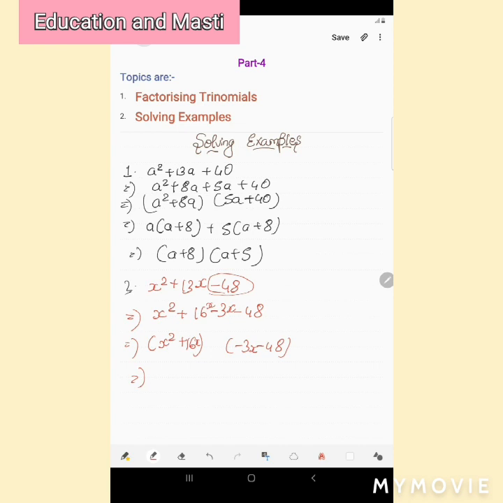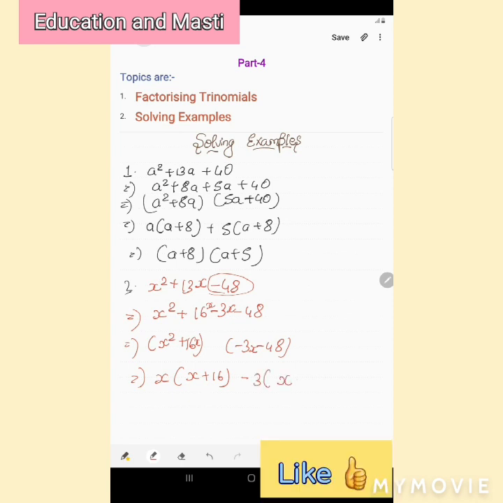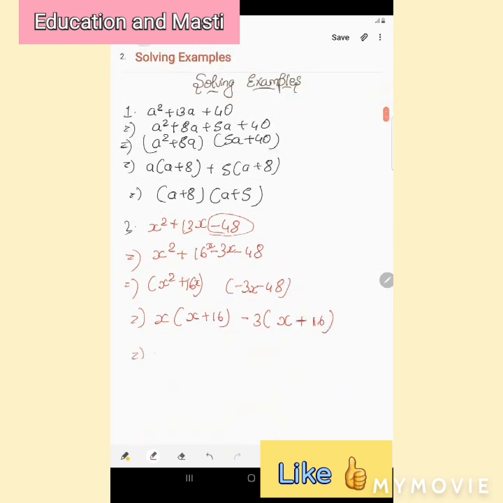Now here the common is x, so I will take x out and write x plus 16. Okay, x plus 16 I have written, then minus here I will write, and the common both come in the table of 3, so I will write 3, then x plus 16, because 3 16s are 48. So therefore the answer we will get is x plus 16 and x minus 3.